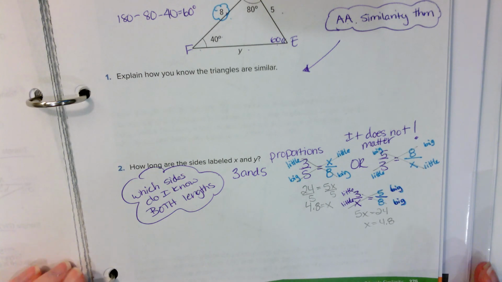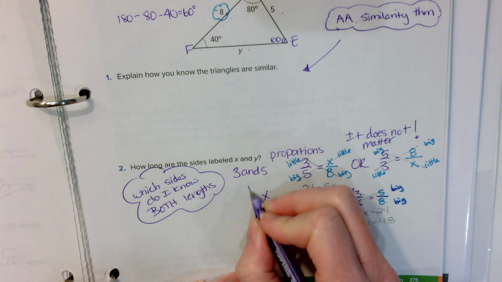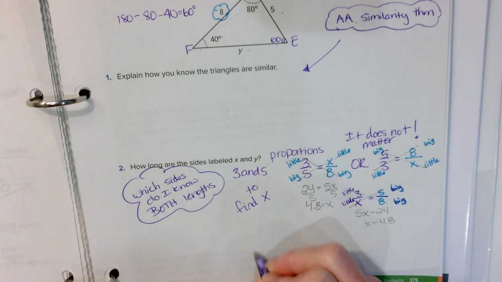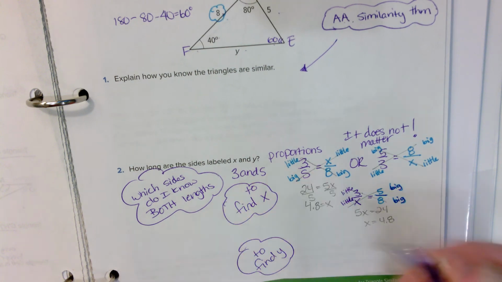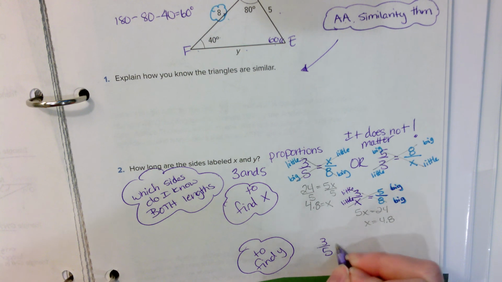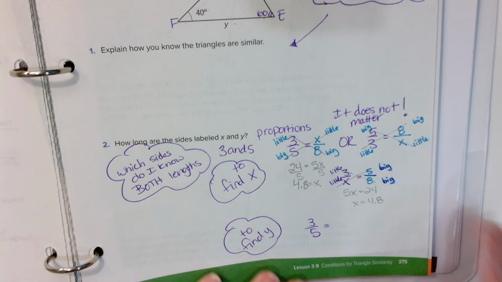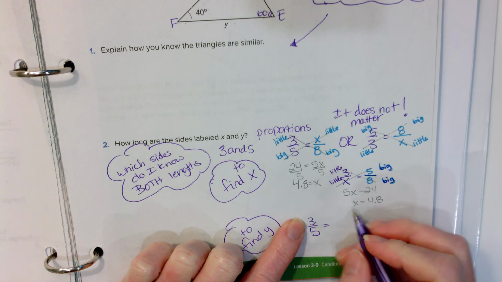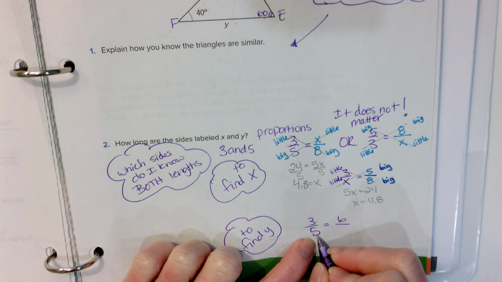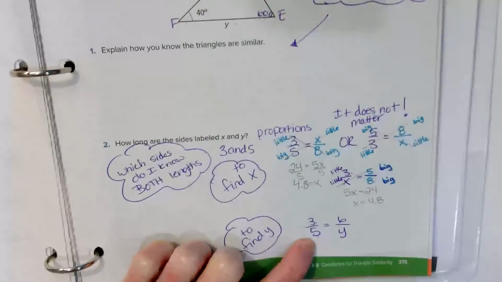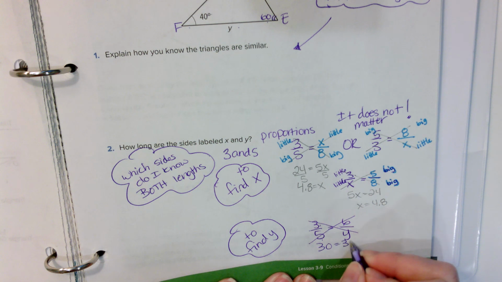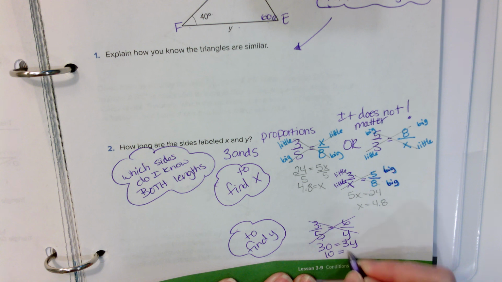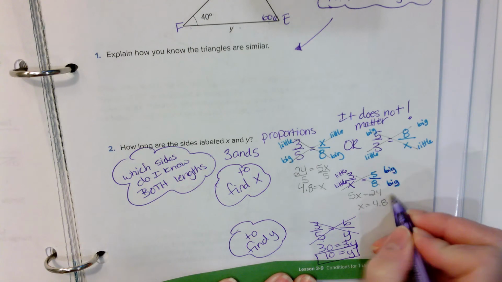Let's take a look at finding y. We're just going to set this one up one way. So this was to find x. And down here, we're going to find y. So again, I look up at my problem. I know the 3 over the 5. I'm going to write 3 over 5. And then 3 is in the little triangle, and so is 6. And 5 is in the big triangle, and so is my y. So now when I cross multiply, I get 30 equals 3y. I divide both sides by 3, and 10 equals y. So I have my y and my x now.